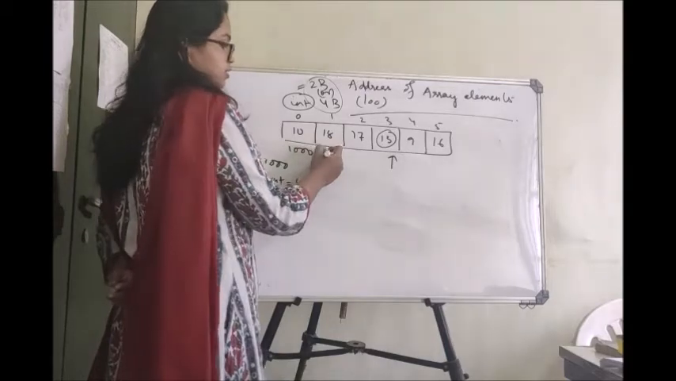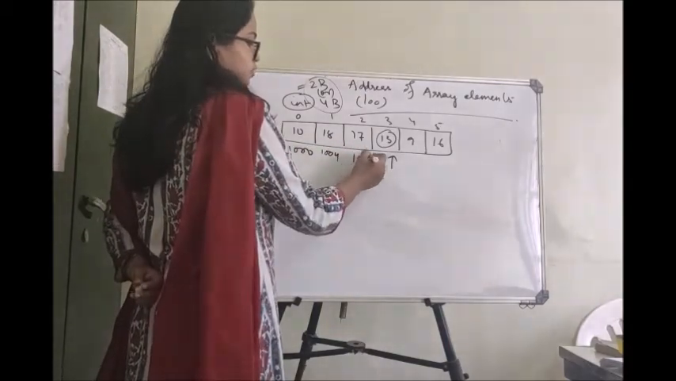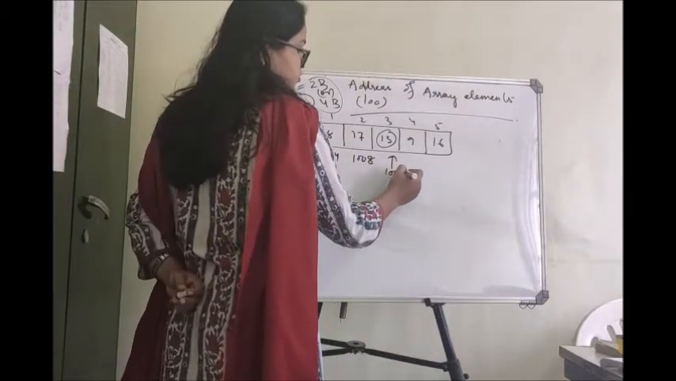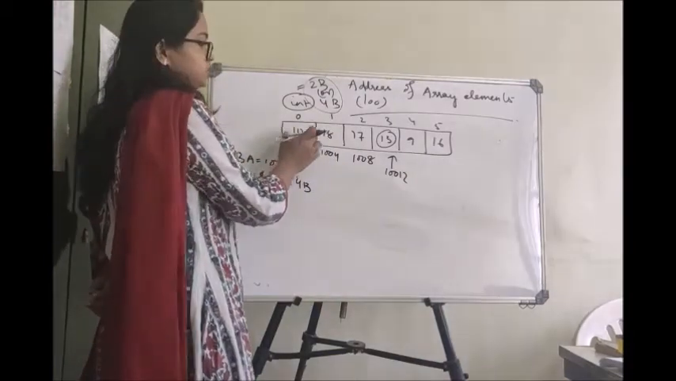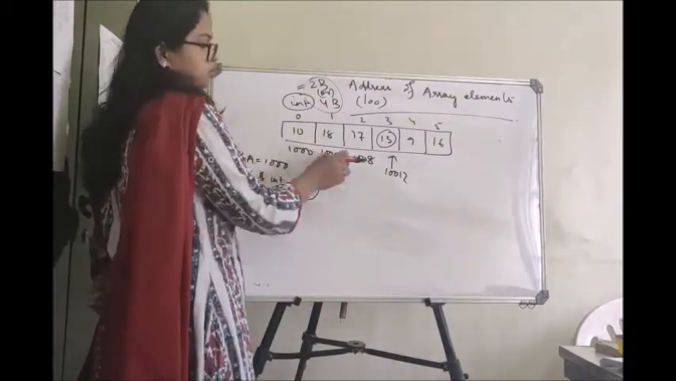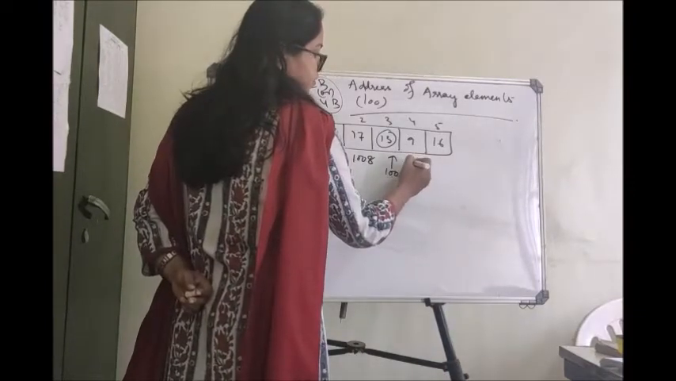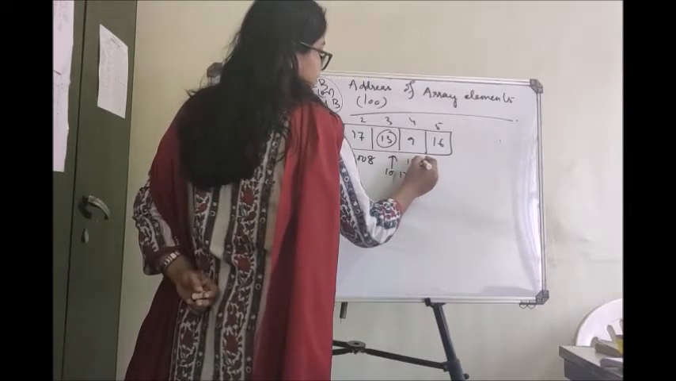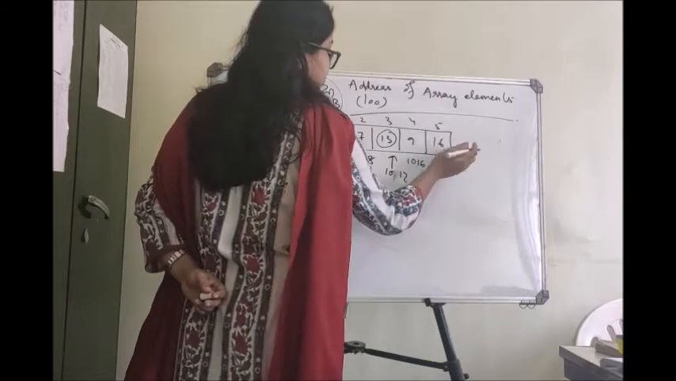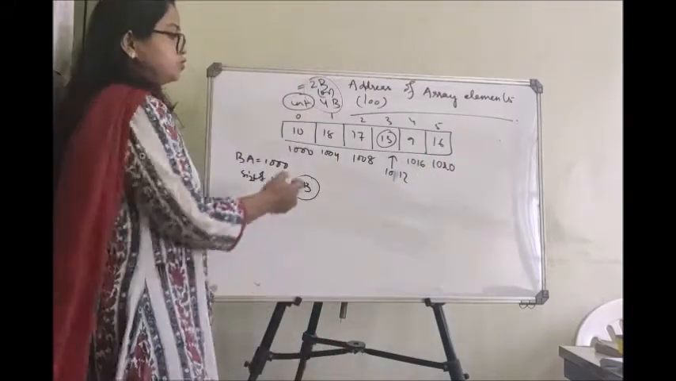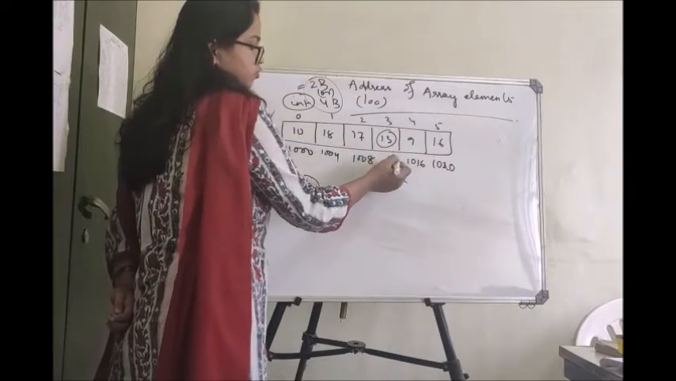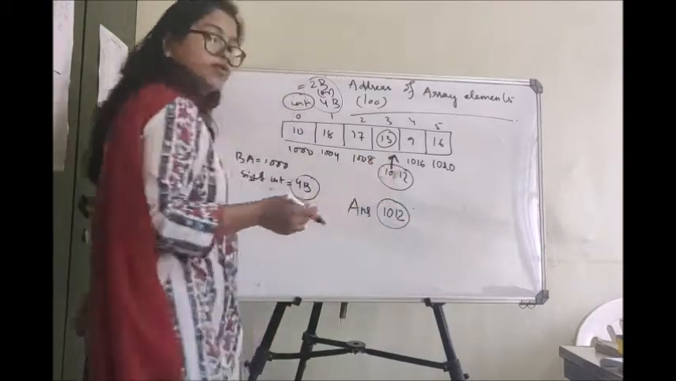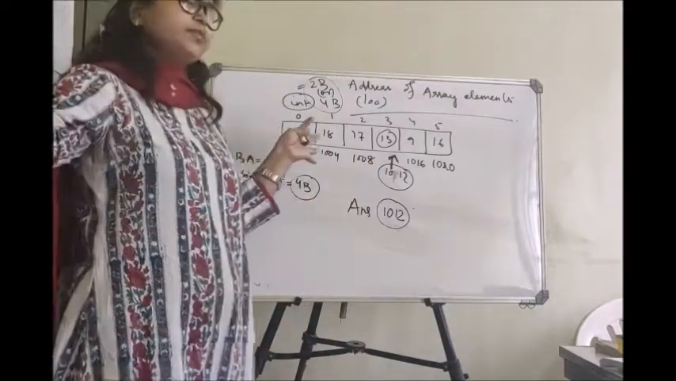So this is taking 1000. This will be stored in 1004. This will be stored in 1008. This will be stored in where? 1012, isn't it? Each integer is consuming 4 bytes. So this is 1012, and this is 16, this is 1020. So this is the location where 13 is stored. What is the location? Answer is 1012.